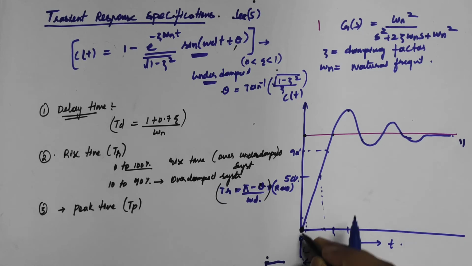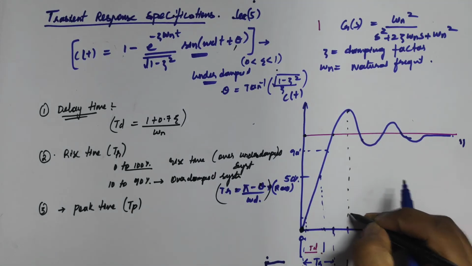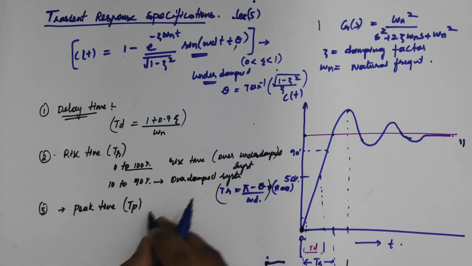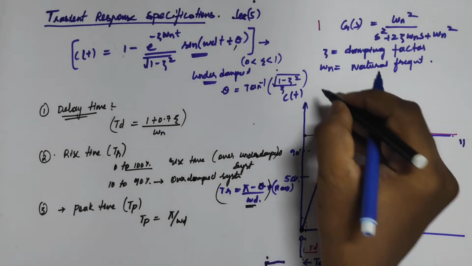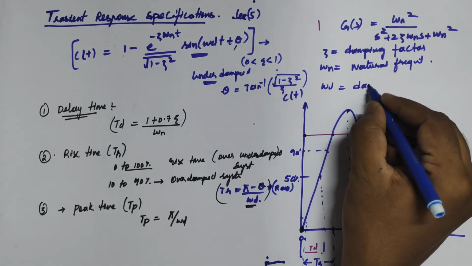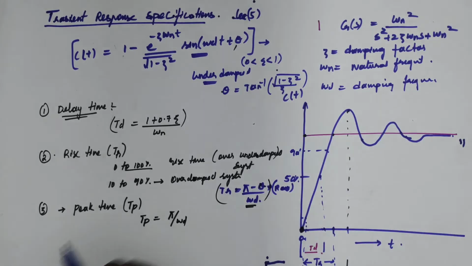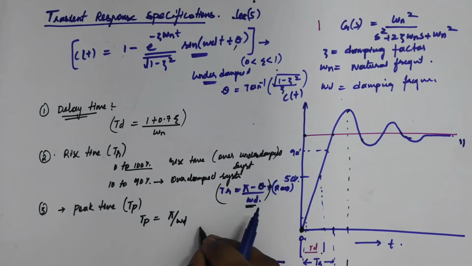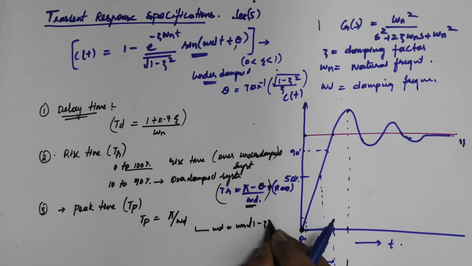Okay, so this is the first peak of the response. The time required to reach the first peak of the response is called peak time. The peak time is generally given by pi by omega d. So what is omega d? Omega d means damping frequency. The omega d value is given by omega d equal to omega n into root over 1 minus zeta square.